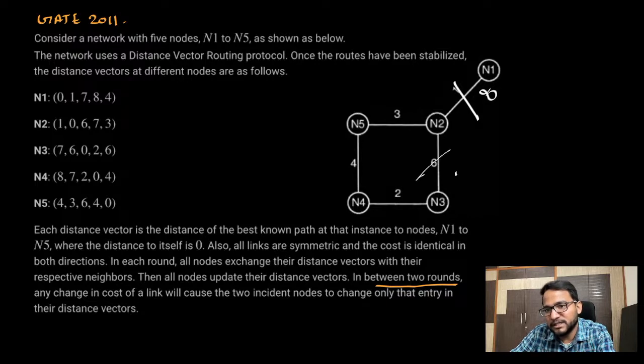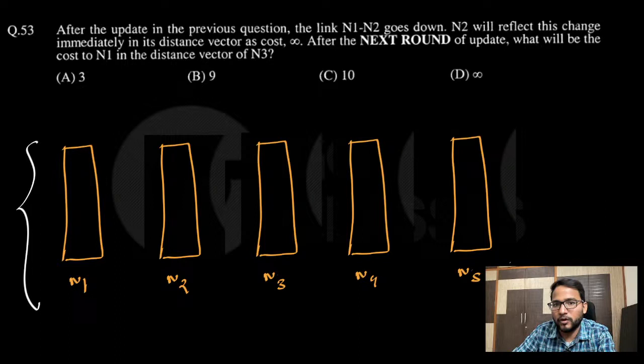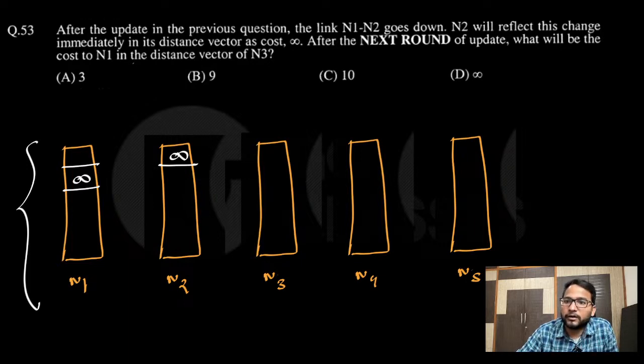Earlier they also changed this 6 to 2. So both questions are the same, it is just that you have to do this extra work. After the next round, you have to change that n1 to n2 edge to infinity, which means you will immediately update this to infinity. Then you will be updating the vector again.